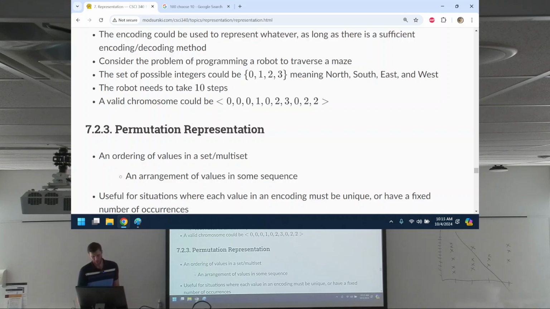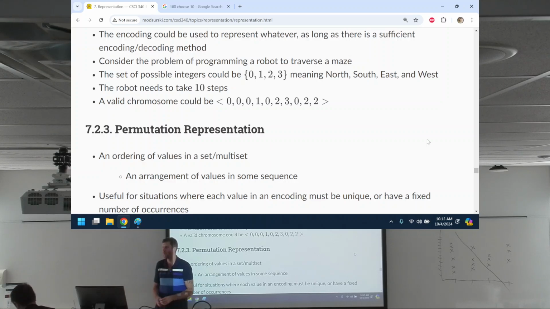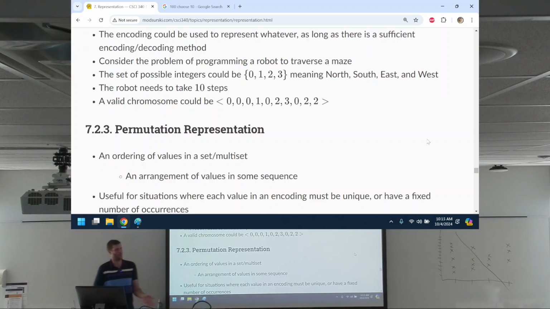Okay. Consider the problem of programming a robot to traverse a maze. The set of possible integers could be 0, 1, 2, 3, meaning north, south, east, and west. The robot needs to take 10 steps. There, that's an encoding, an integer encoding. The order of these numbers doesn't matter. The fact that 2 comes after 0 and after 1, but 0 comes before 1, doesn't really matter. But it still will work for our purposes.